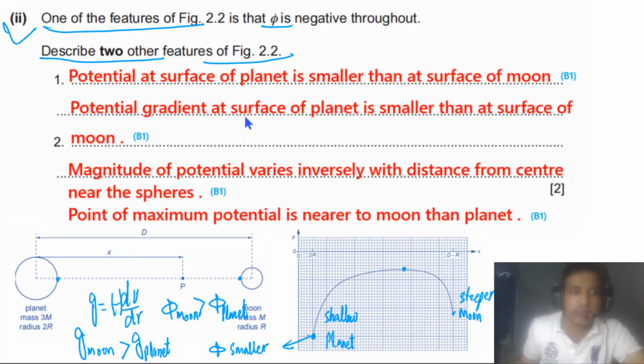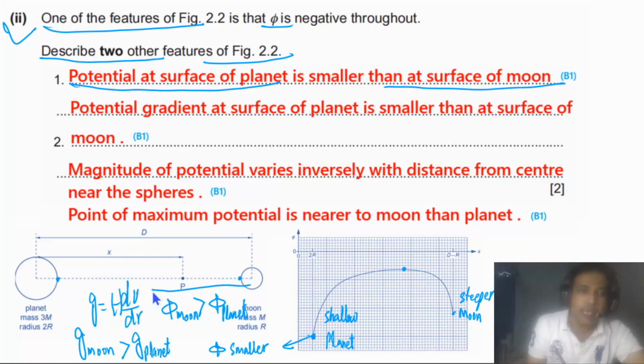Let me show you how you can write down this one in a proper way. One point you can say is potential at surface of planet is smaller than at surface of moon, as we have discussed here. Second, you can say potential gradient, potential gradient means you're talking about G, at surface of planet is smaller than at surface of moon, as we have discussed at this point here.